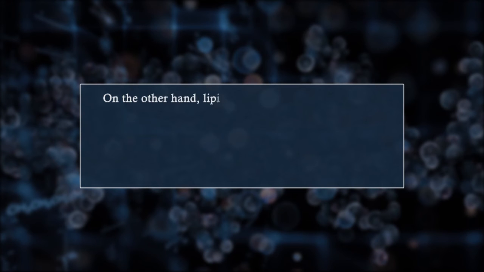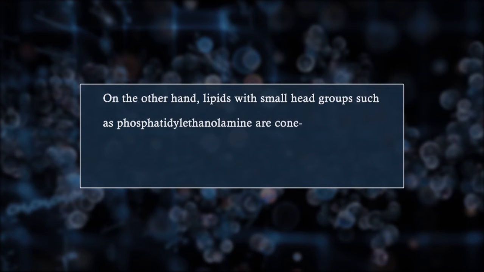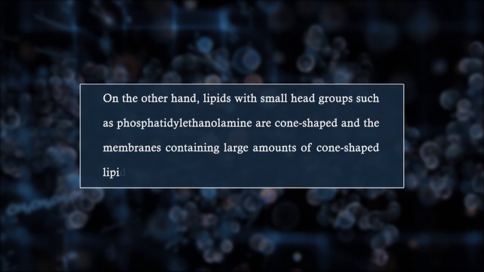On the other hand, lipids with small head groups such as phosphatidylethanolamine are cone-shaped, and the membranes containing large amounts of cone-shaped lipids usually form curved bilayers. Therefore, a bilayer containing a higher amount of phosphatidylcholine in the exoplasmic leaflet and a higher amount of phosphatidylethanolamine in the cytosolic phase, as seen in many plasma membranes, would have a natural curvature.